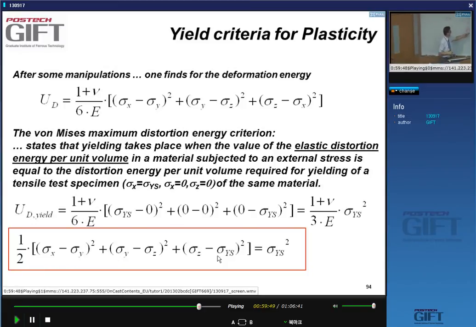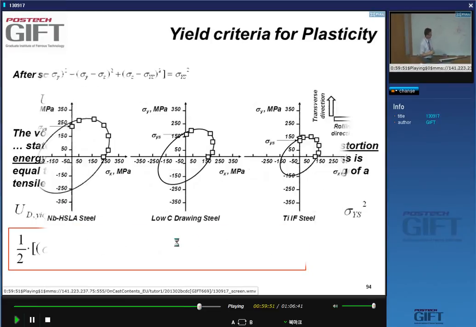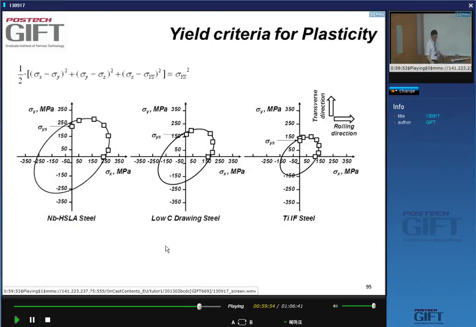Now, let me show you that in the case of steels, for instance, for a number of different steels, this yielding behavior has been studied in detail, and we find indeed that the yielding condition is very close to this equation here.